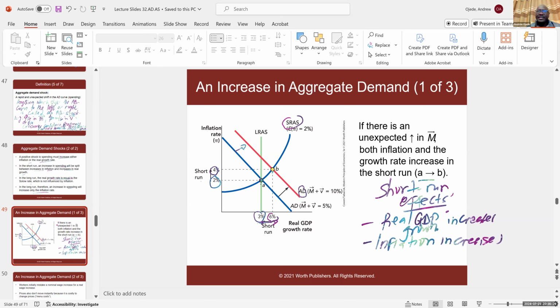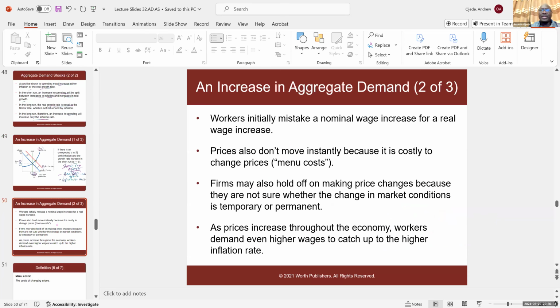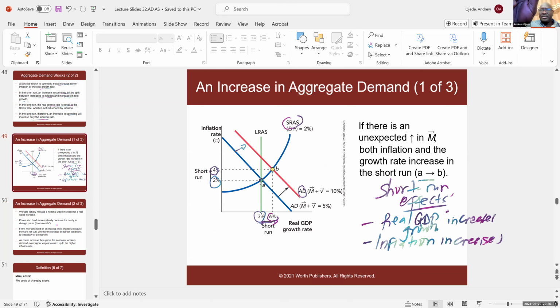Okay, but the economy is not going to remain there forever. Okay, what's going to adjust? So once we are at point B, the economy stays there temporarily. That's a short-run effect only. But in the long run, we're going to move to this point. I'm going to show you how.